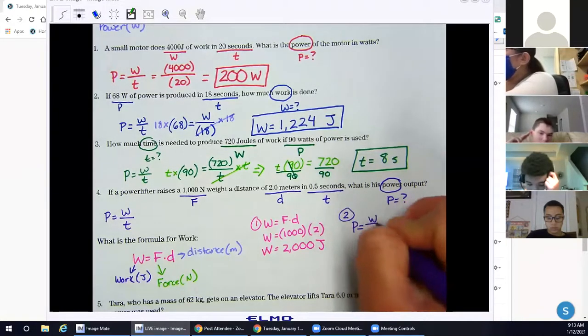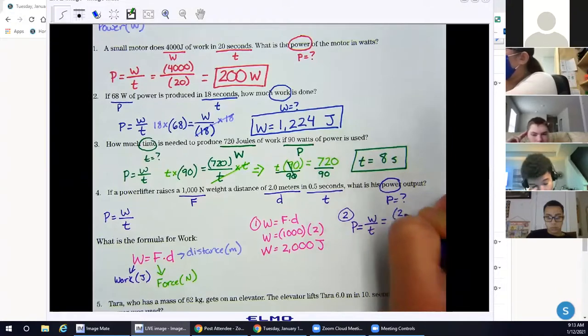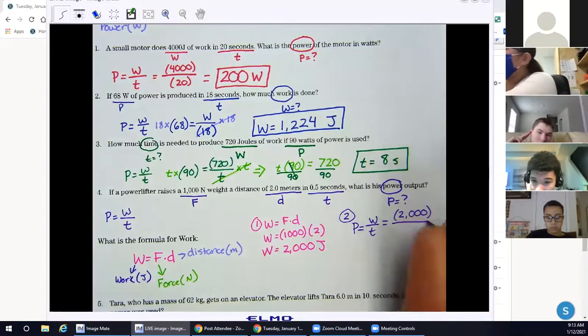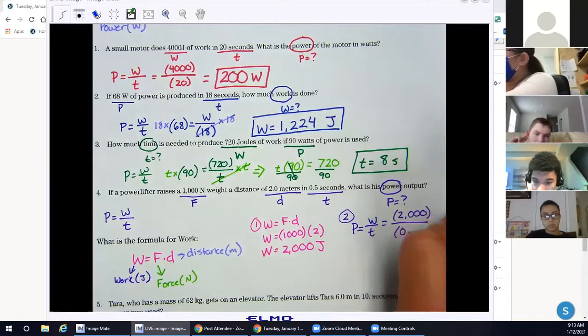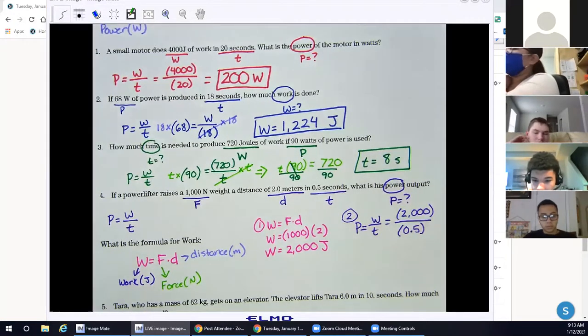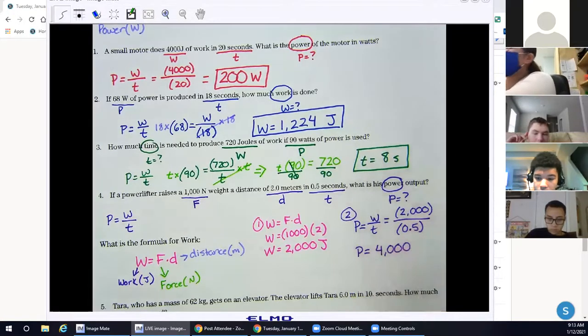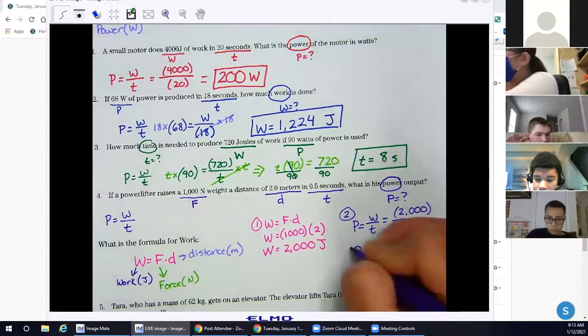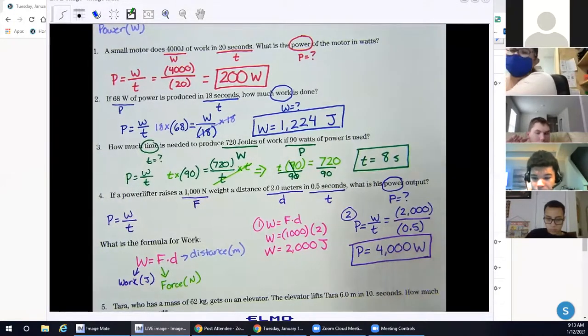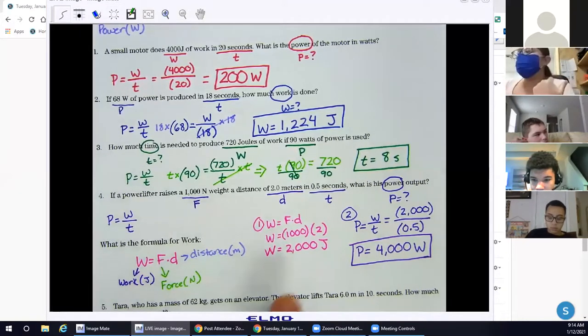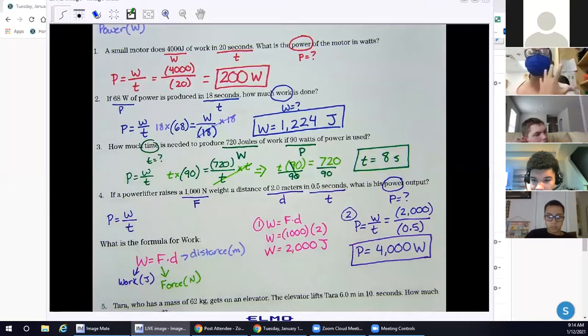That's work divided by time. We just solved for work. We know that's 2,000. Divide that by our time of 0.5 seconds. That's going to be 4,000. So power is 4,000, and our units for power are watts. So that was a two-step problem. Again, you already know the formula for work. It's just force times distance. We spent a whole week on that. Hopefully you feel comfortable to convert to work first and then convert to power.